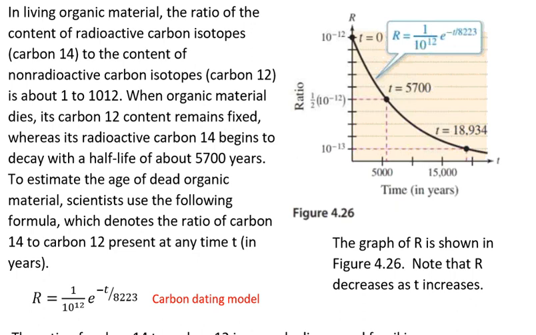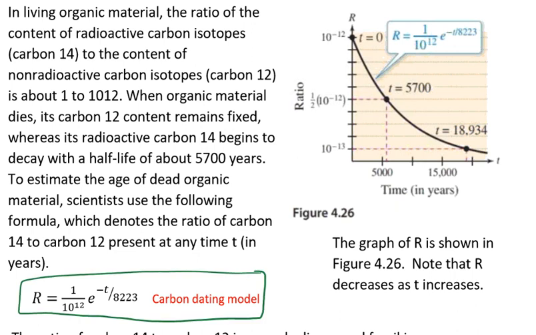about 5,700 years. To estimate the age of dead organic material, scientists use the following formula, which denotes the ratio of carbon-14 to carbon-12 present at any time t in years. We call this the carbon dating model. So we have R equals 1 divided by 10 to the 12th times e raised to the negative t divided by 8,223. So here the graph of R is shown in figure 4.26. Note that R decreases as t increases.